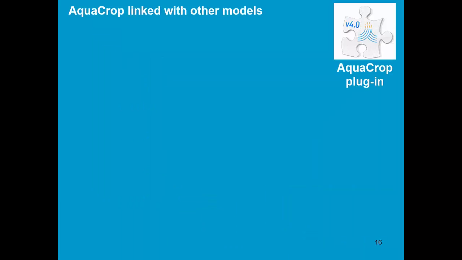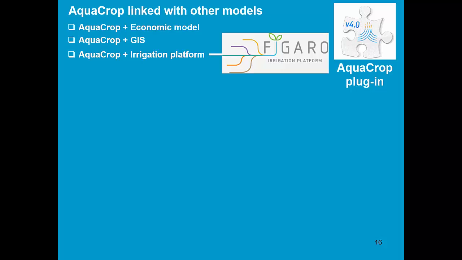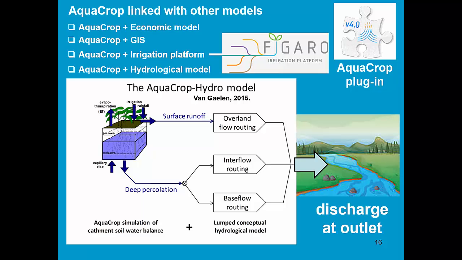There exists also a plug-in version of AquaCrop, which is the same as the AquaCrop software, but without an interface. We can link that AquaCrop plug-in software to other models, like an economic model, or to a geographic information system, or to an irrigation platform as in the Figaro project, or to a hydrological model where the discharge at the outlet of the watershed can be estimated.